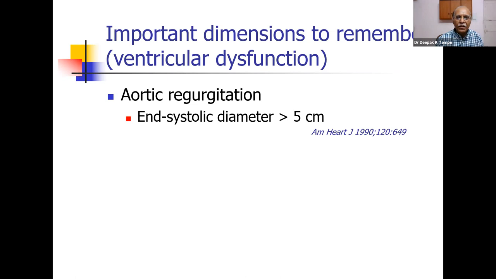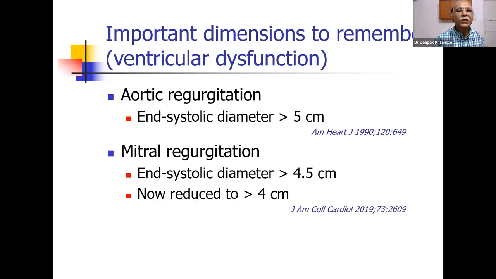Get ready with your inotropes and post-op ventilation and certain other things that your local protocols may dictate you to follow in these patients. For patients with mitral regurgitation, remember an end systolic diameter of 4 centimeters. It used to be 4.5 centimeters. Now it has been reduced to 4 centimeters. So if the end systolic dimension is more than 4 centimeters, it means that the LV dysfunction has already set in. I already mentioned to you that in mitral regurgitation, the ejection fraction overestimates. So ejection fraction less than 60% and LV end systolic dimension more than 4 centimeters would mean that this patient is a high risk patient. He should not be dealt with like a normal risk patient.